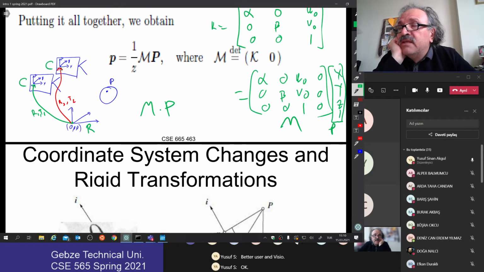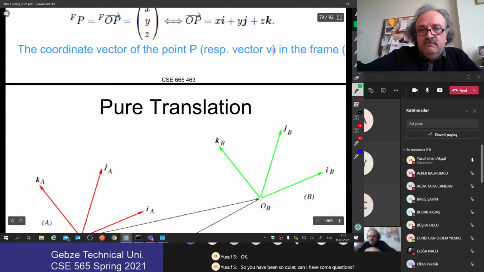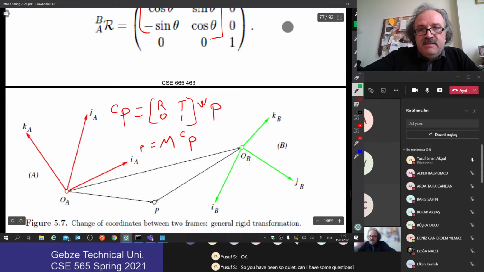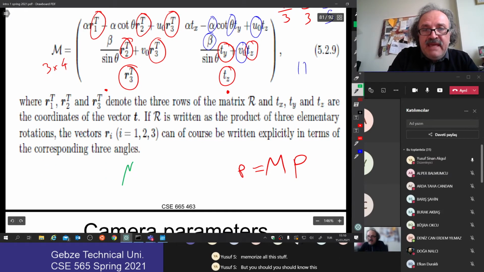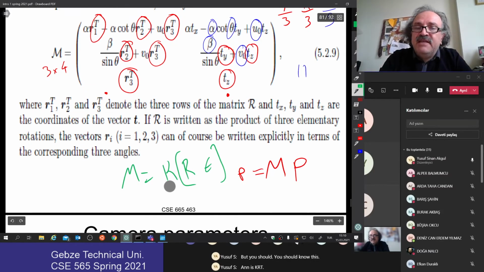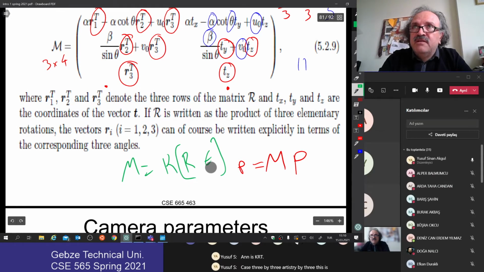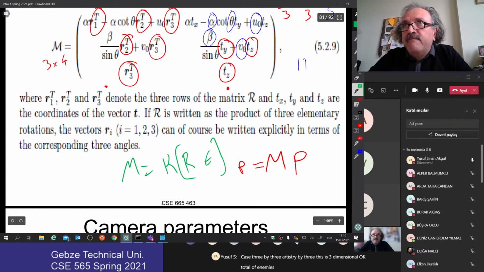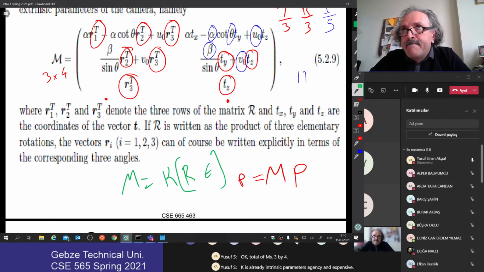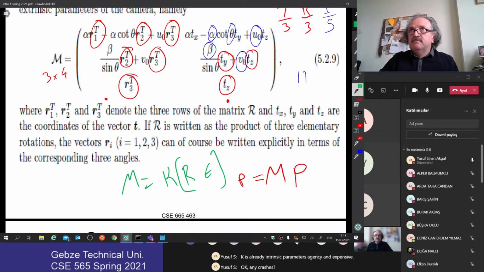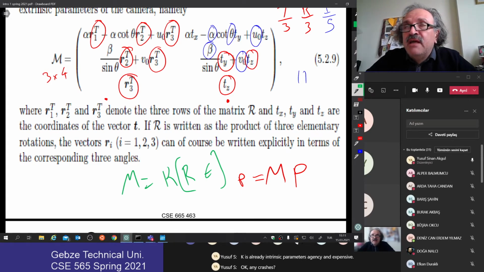So you have been so quiet. Can I have some questions? Of course, I am not expecting you to memorize all this stuff. But you should know this. M is KRT. K is 3 by 3. R is 3 by 3. This is 3-dimensional. Total M is 3 by 4. K is our intrinsic parameters, R and T are extrinsic. Any questions? If nobody has any questions, I will force Doğa to ask me a question.